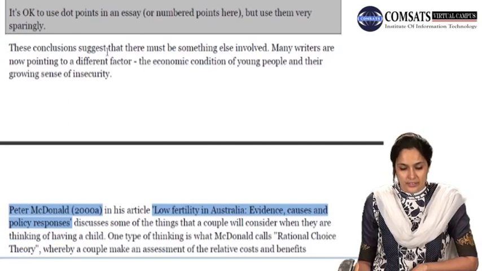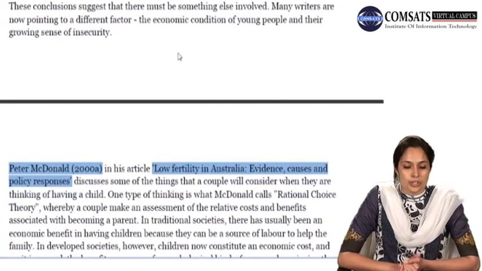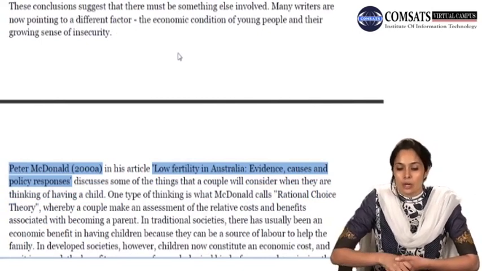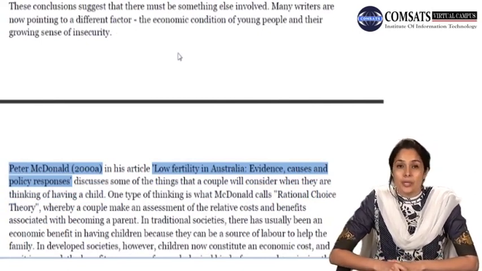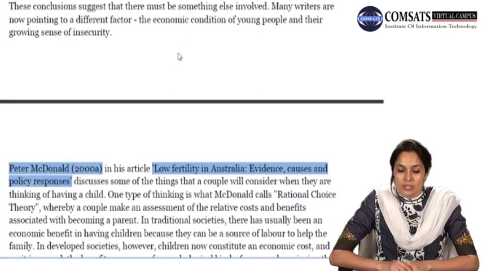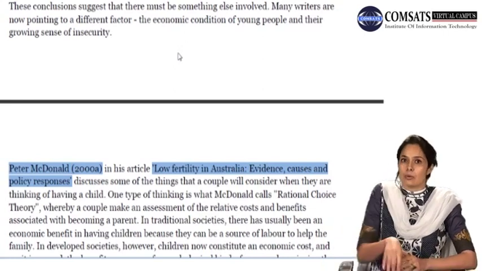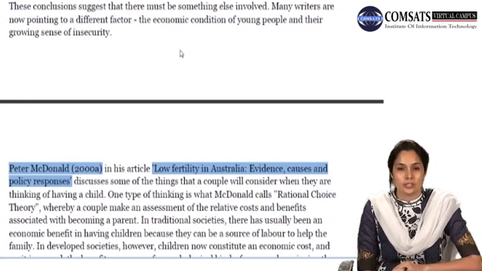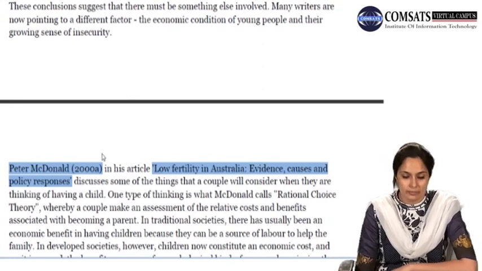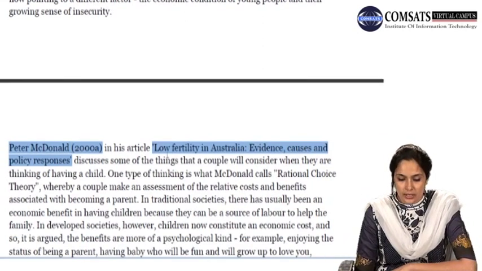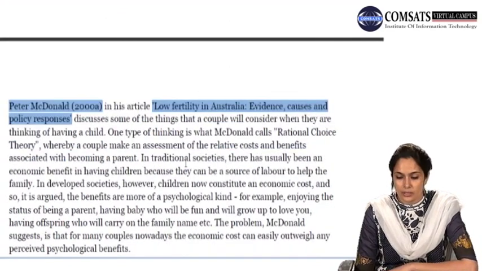These conclusions suggest that there must be something else involved. Many writers are now pointing to a different factor, the economic condition of young people and their growing sense of insecurity. Now, this can be the basic reason for why young people do not want to have kids. Peter MacDonald, in his article Low Fertility in Australia, Evidence, Causes and Policy Responses, discusses some of the things that a couple will consider when they are thinking of having a child.